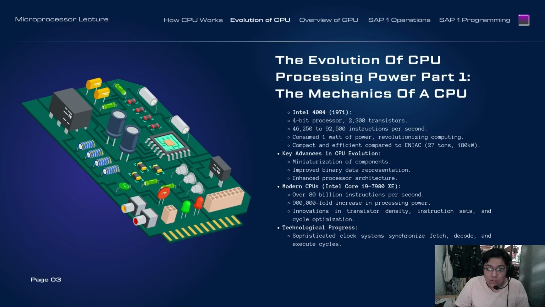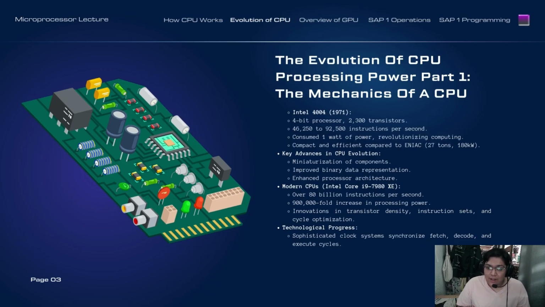46,250 to 92,500 instructions per second. CPUs have significantly progressed in both design and performance. This breakthrough, consuming only 1 watt of power, revolutionized computing by offering compact, efficient processing compared to earlier behemoths like ENIAC, which weighed 27 tons and consumed 180 kilowatts of power daily.